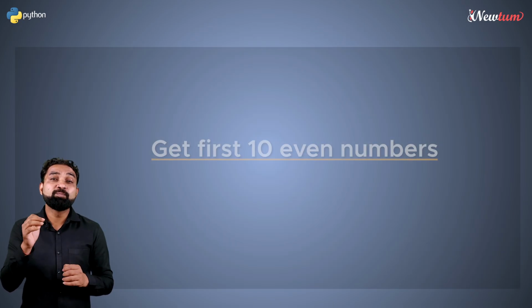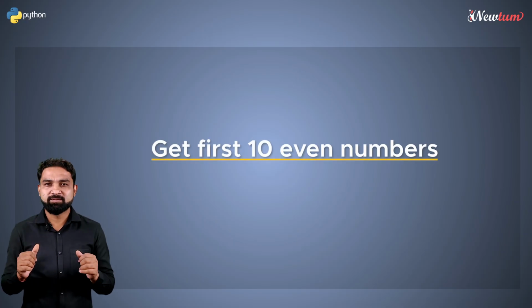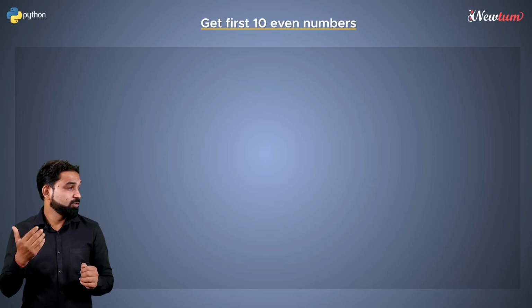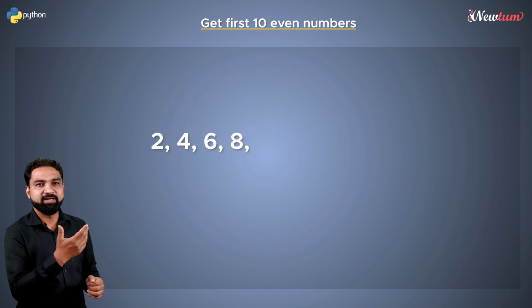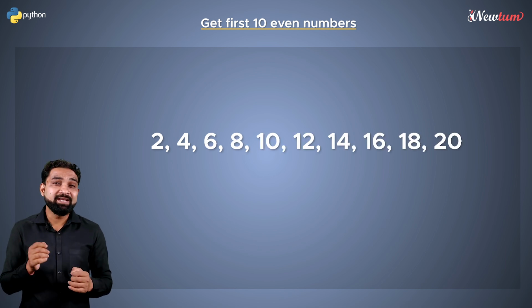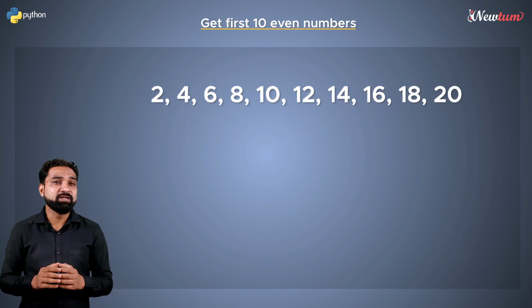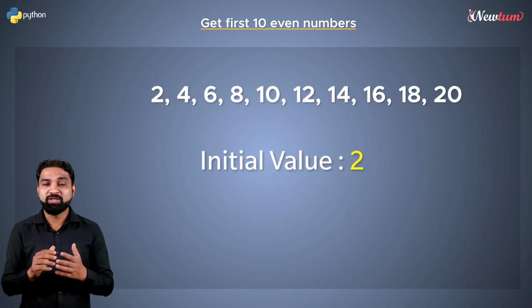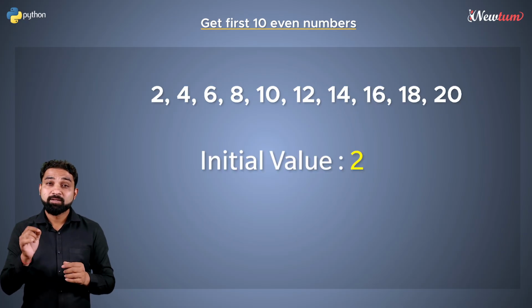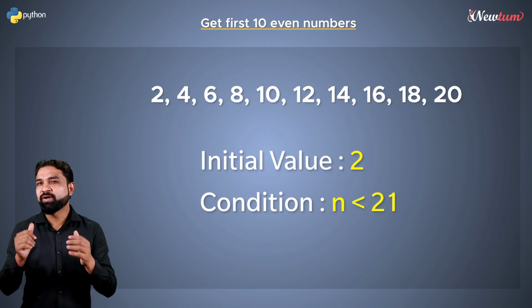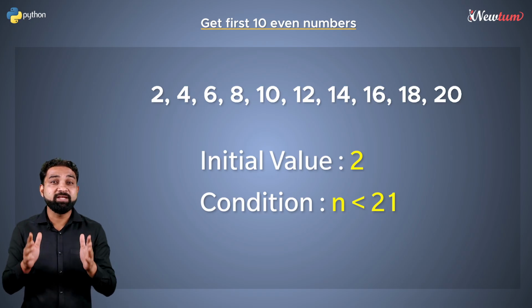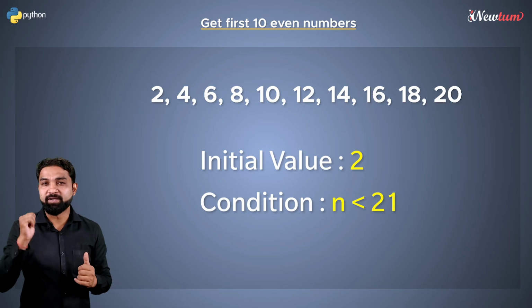Suppose you want to print the first 10 even numbers. So our output will be 2, 4, 6, 8 and so on. To create an even number program, we need the initial value as 2 because even numbers start from 2. The condition has to be n less than 21 because the first 10 even numbers will go till 20.